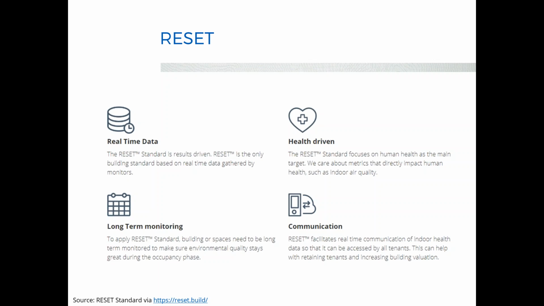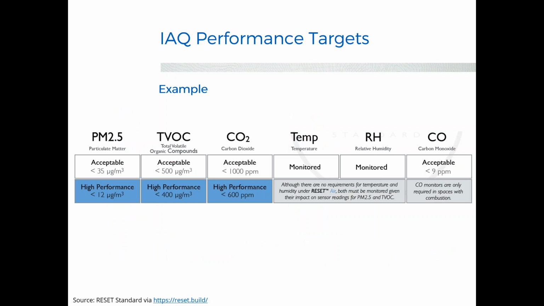But I wanted to bring your attention to this because it's another standard that's starting to gain traction. And they define similar indoor air quality performance targets like the ones I mentioned as well. So we have fine particulate matter, PM 2.5, total volatile organic compounds, carbon dioxide, temperature and relative humidity, more comfort-based criteria, and then carbon monoxide. And they've defined different limits, what they call acceptable. And then they also have a high performance level, which is more stringent. The high performance level here is more stringent than what WELL has set out in their mandatory air quality requirement.